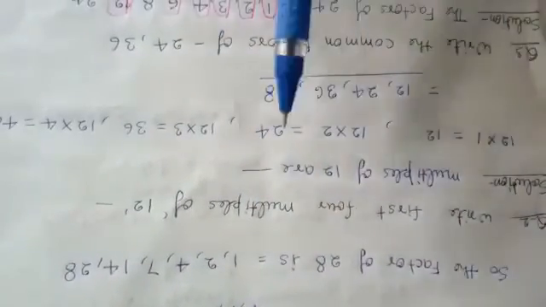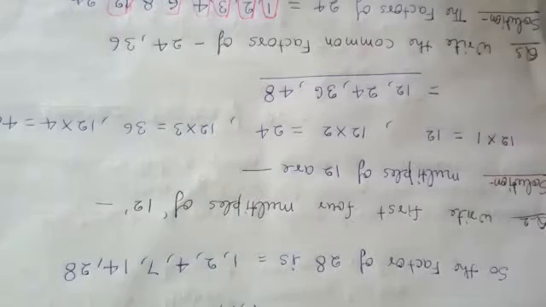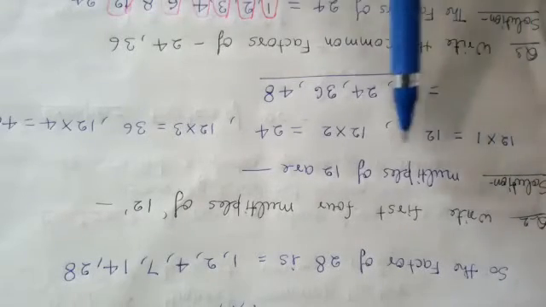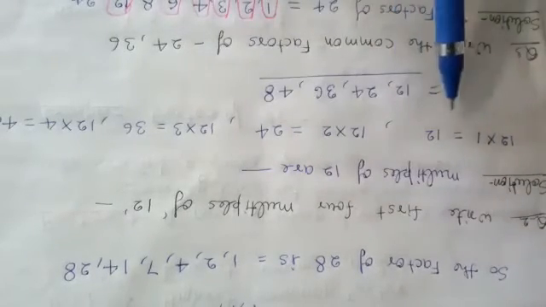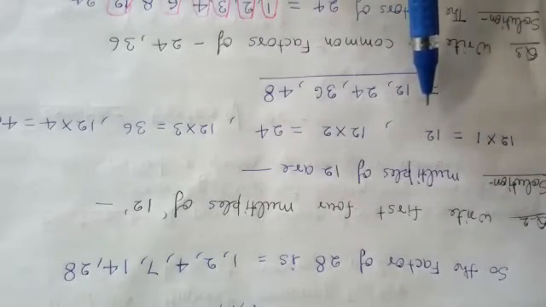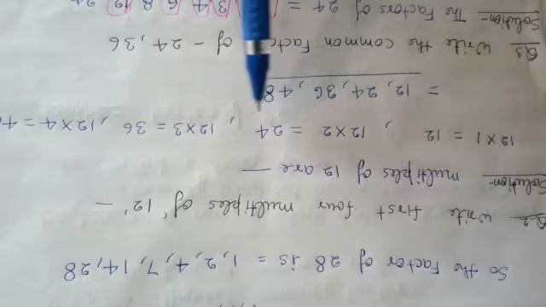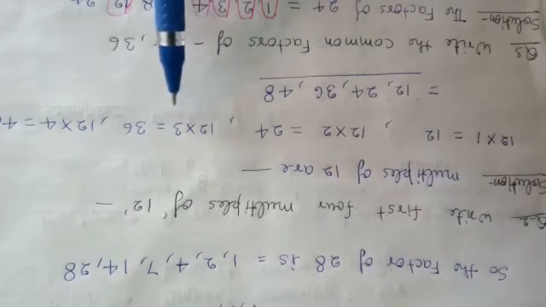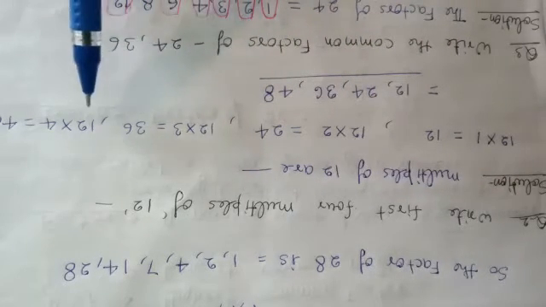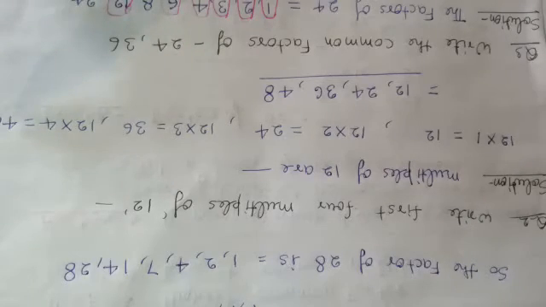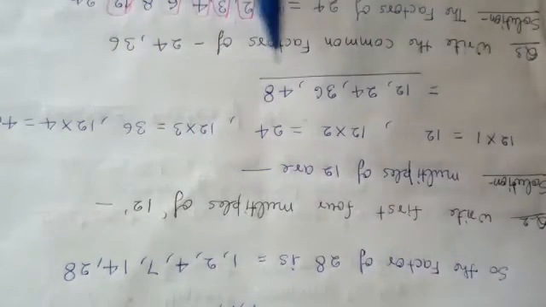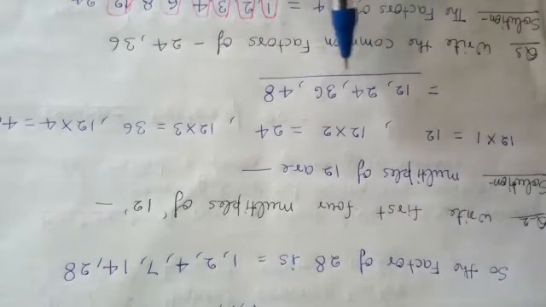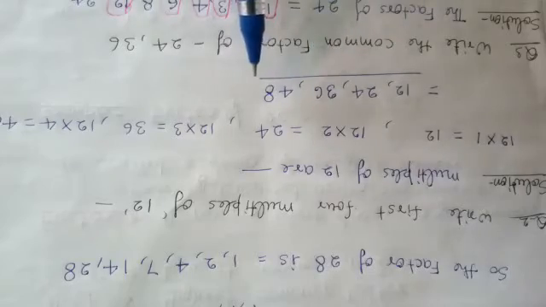The second question is: write the first 4 multiples of 12. The solution: the multiples of 12 are 12 into 1 equal to 12, 12 into 2 equal to 24, 12 into 3 is equal to 36, 12 into 4 is equal to 48. So the multiples of 12 are 12, 24, 36, 48.